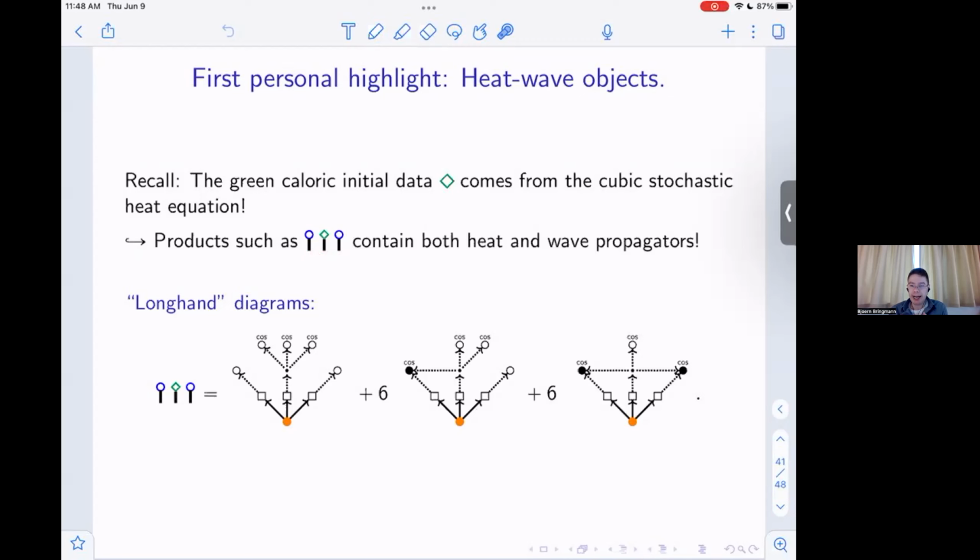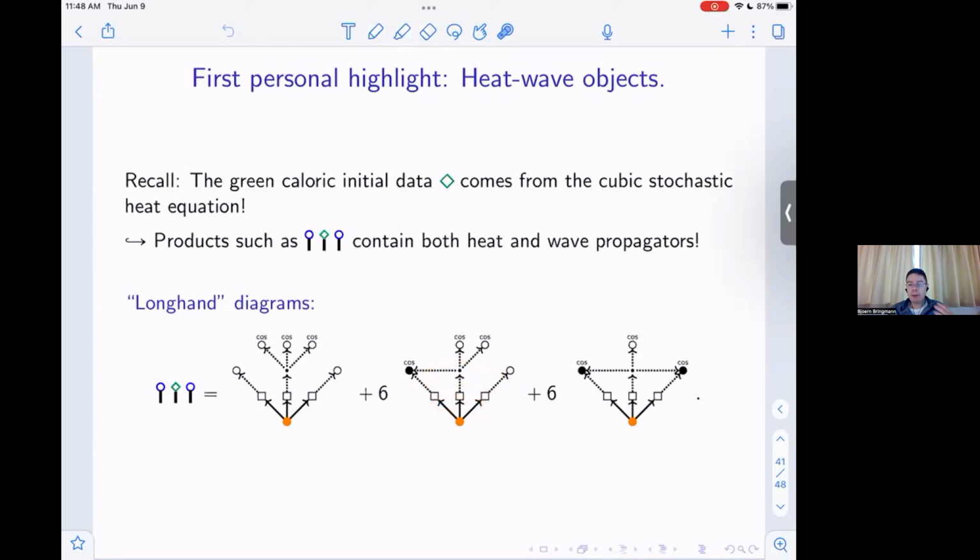If you want to get optimal estimates on these, you really have to understand how these heat and wave propagators interact. So in order to be able to do this, we derived these longhand diagrams, which are a little bit more accurate representation of what happens here. In this longhand notation, this type of product would look like this. I don't really want to explain in detail what all of these different objects are. What I want to highlight here is that there's two different types of edges. We have these dotted edges right here, and these dotted edges correspond to the heat propagator. And we have these full edges down here, and they correspond to the wave propagator.